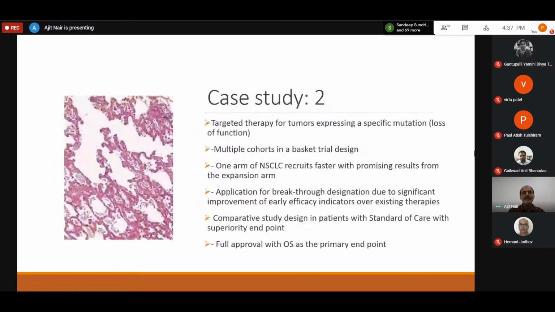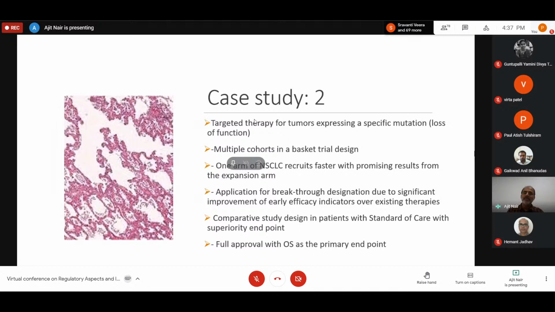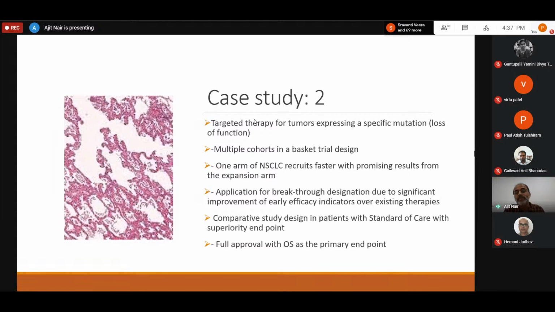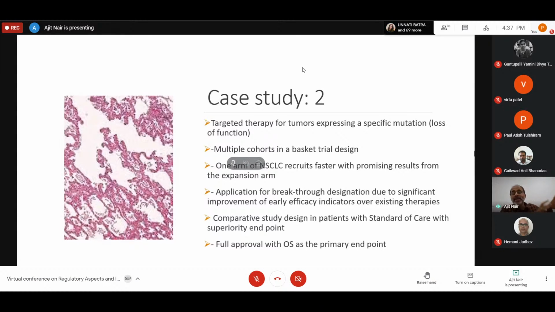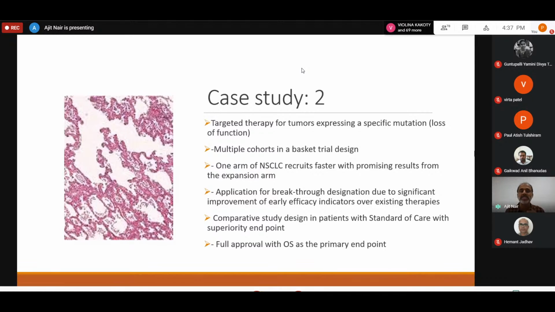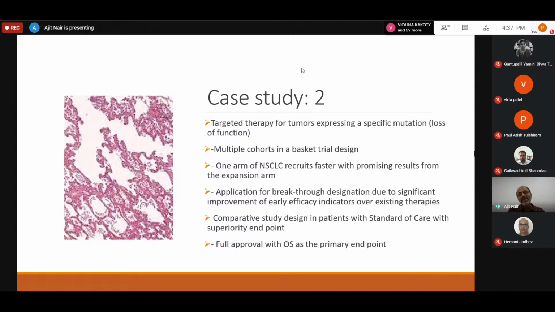Yeah. I'll give you a case study too, right? And this case study again talks about an overall aspect of how do you really fast track in a solid tumor situation. So again, looking at a therapy which is for a tumor expressing a certain mutation. For example, as you know, there are multiple gene mutations which happen in multiple cancers, and some of the gene mutations specifically are known for certain cancer types, like a BRCA mutation in breast cancer or a BRCA mutation in ovarian cancer. It's a loss of function mutation.